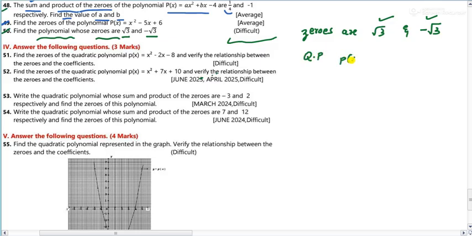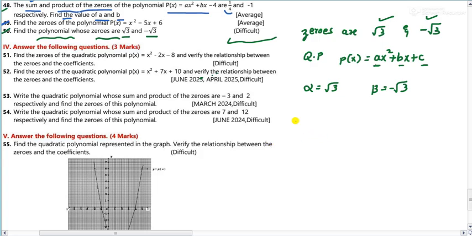So we will assume it as p of x equals a x square plus b x plus c. Got it? We need to find the value of a, b and c. X will be the variable. Got it? So they have given the two values. Alpha, you can imagine it as root 3 and beta as minus root 3. Right?